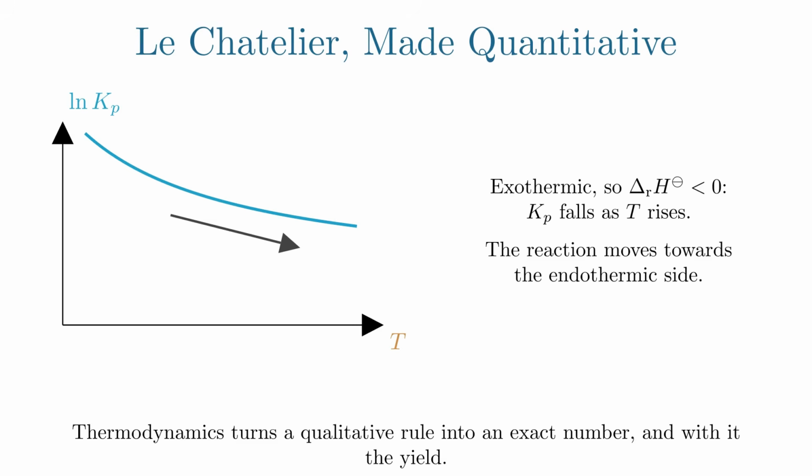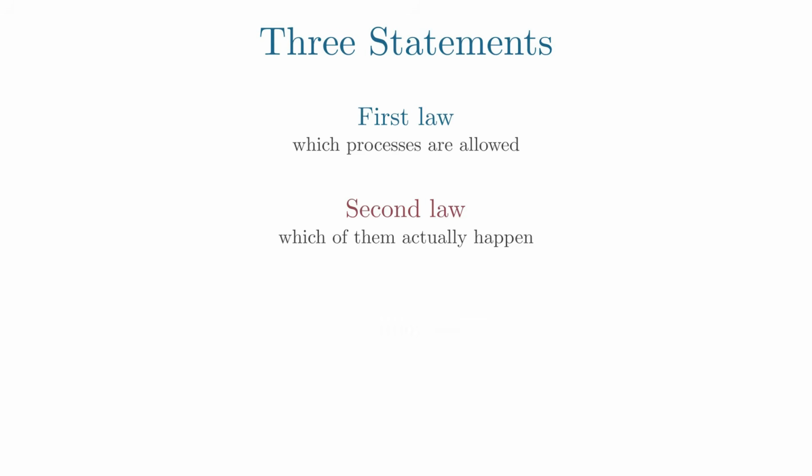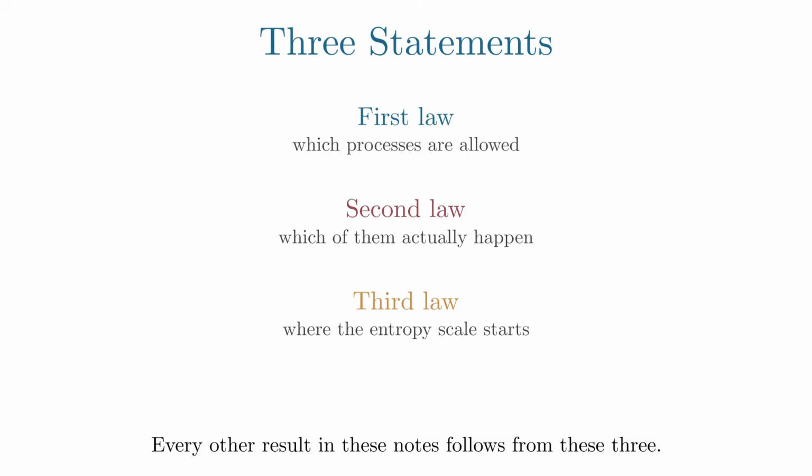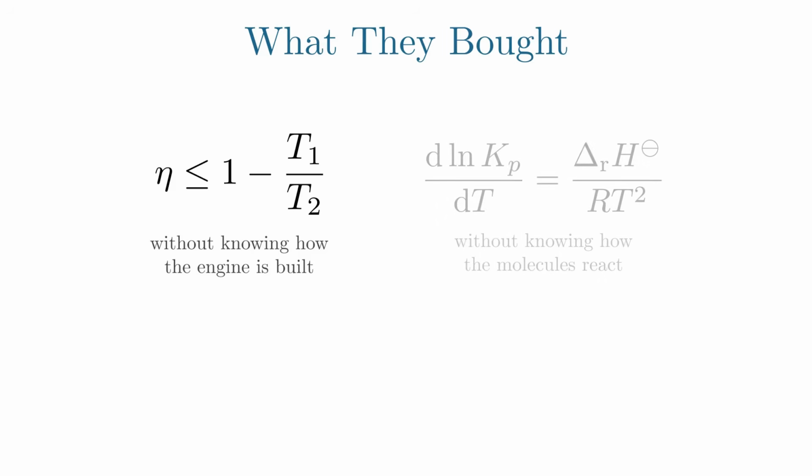thus predicting the yield. We started with a system described only by a few macroscopic variables, with 3 statements about it. The first law tells us which processes are allowed, those that conserve energy. The second law tells us which of the allowed processes actually happen, and in which direction. The third law sets the zero point of the entropy scale, so that we can tabulate absolute entropies and not only the differences. Every other result in this series follows from these 3.